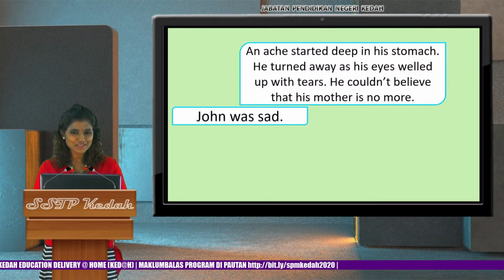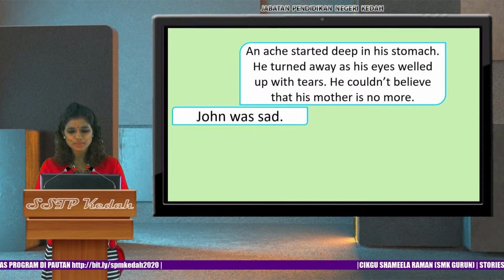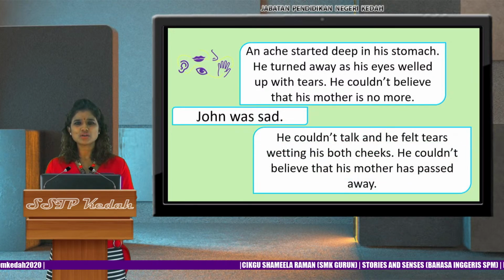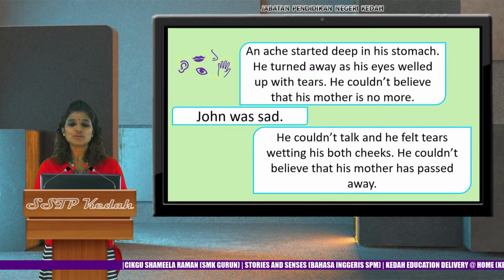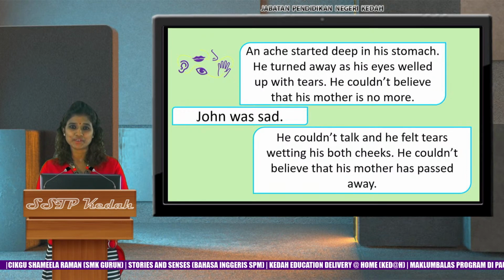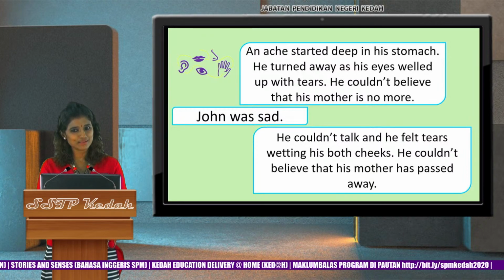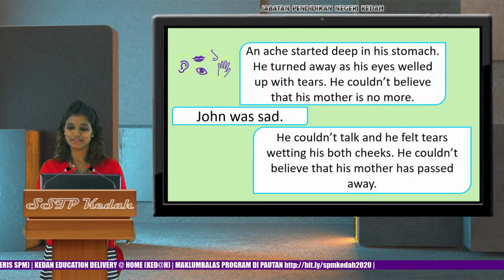So here, can you see what is actually causing his sadness? His mom has passed away, and the way he's reacting. It can be different. You can write in a different way. This: he couldn't talk, and he felt tears wetting both his cheeks. He couldn't believe that his mother has passed away. Another reaction. Some people tend to be quiet, no reactions. It's all you. As I said, the points are coming from you. You decide what you want to write and share with us, the readers, okay?